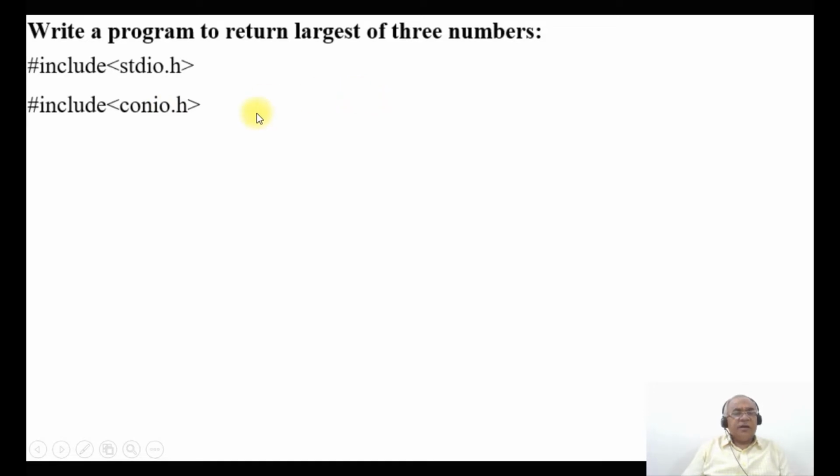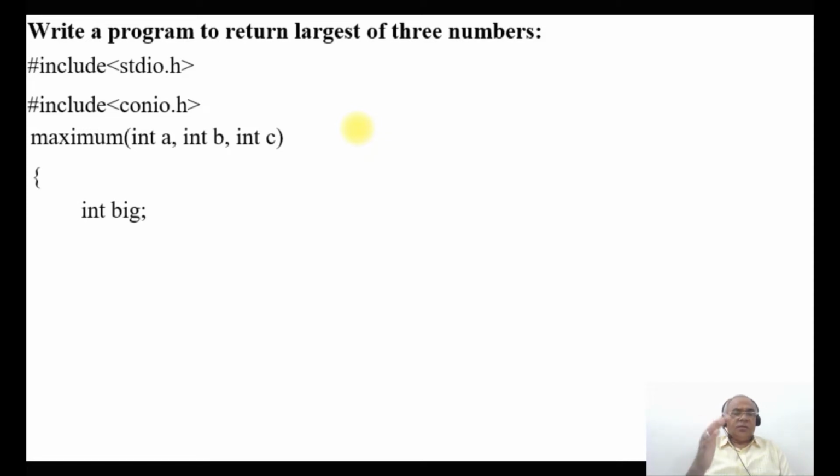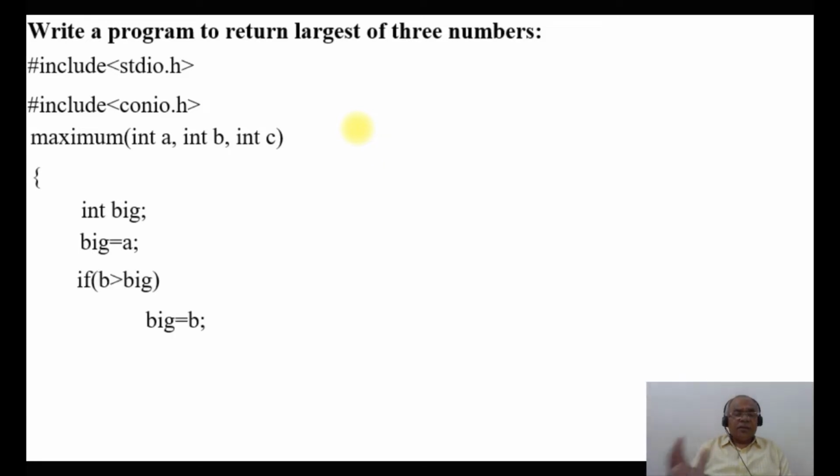So first we're going to use the header files, include stdio.h and conio.h. Now we're going to write a user-defined function. We're going to consider the maximum of int A, int B and int C because we want to have the three numbers. First we are going to declare the variable int big. Then we take the value of A as the big value, so big is equal to A. Then we apply the if condition: if B is greater than big, if it is true, then big is equal to B. Then again, if C is greater than big, then big is equal to C.